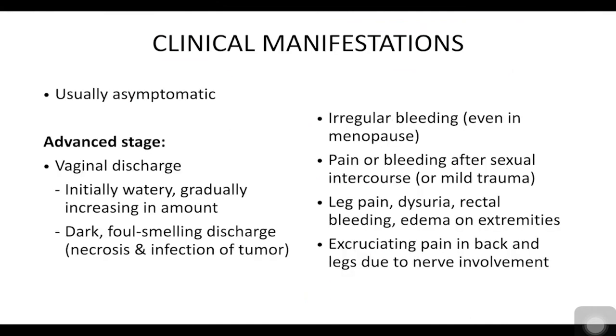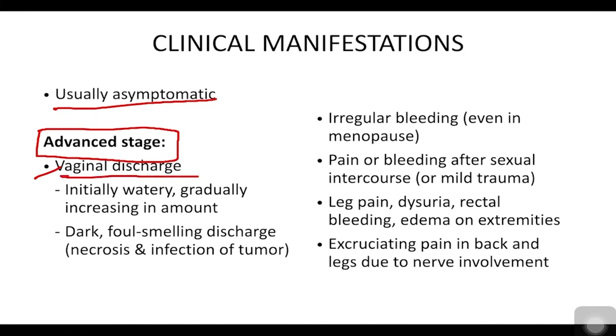But the sad part is, it would usually be diagnosed only at an advanced stage. Why? Because the advanced stages of the manifestations include vaginal discharge, usually watery, gradually increasing in amount. Initially, it's just a little, a stain, and then later on, there's a lot of discharge. It's dark, foul smelling, because there is already death of the tissue, or sometimes the tumor is already infected, so late game na. There may be irregular bleeding, even after menopause. There is pain or bleeding after sexual intercourse or mild trauma, which usually never happens. If you hear that in the history of your patient, consider this too.